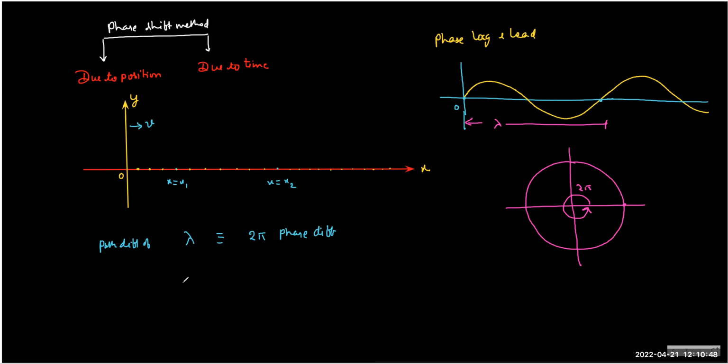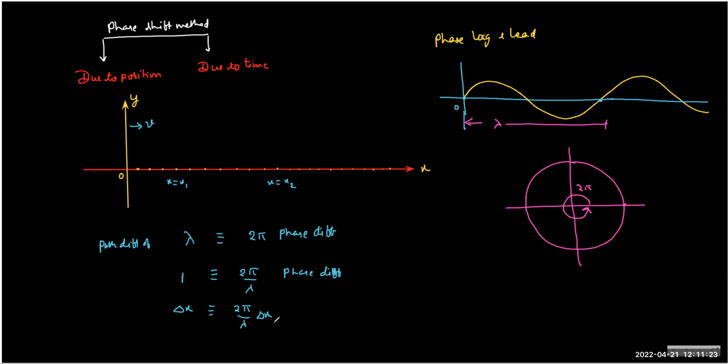So a length of 1 unit is equivalent to a phase difference of 2 pi by lambda. It means if the two points are at a unit separation, then the phase difference which they create is 2 pi by lambda. That's the whole idea. So if two particles are at a separation of delta x, then the phase difference that they will create will be 2 pi by lambda into delta x.